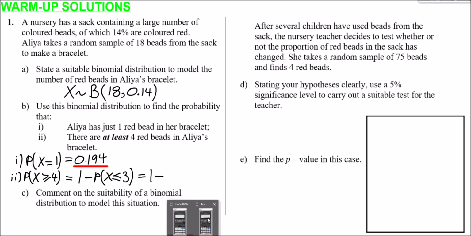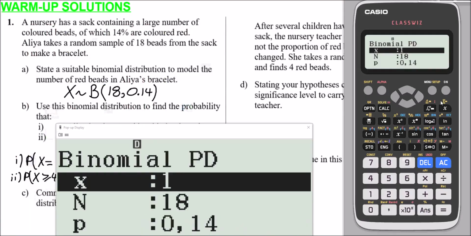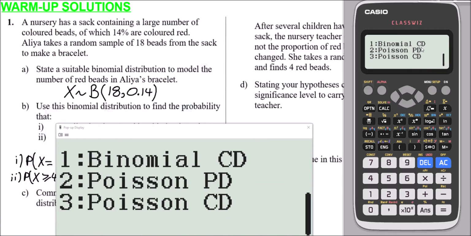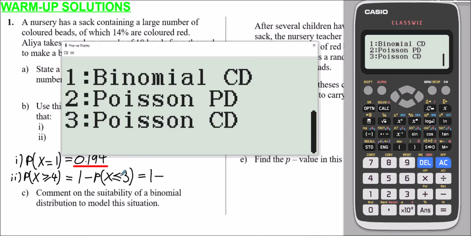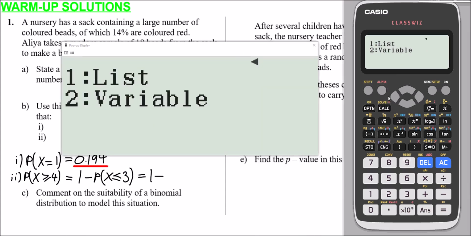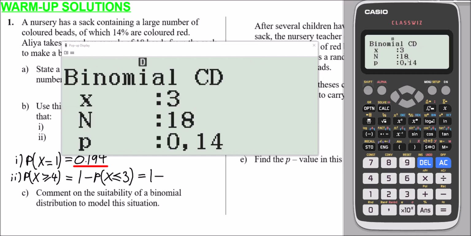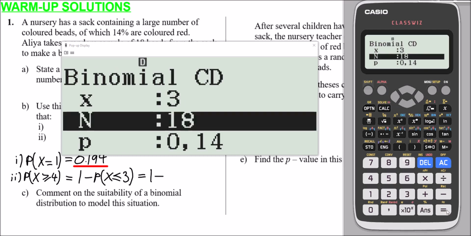We can go back to the calculator, but this time we can change from binomial PD to binomial CD, which is the cumulative binomial distribution, because we're working out a range of values up to and including 3. So press 2 for variable. What's the chance of getting 3 out of 18 or fewer if the p-value of just getting one of them is 0.14? Press equals.